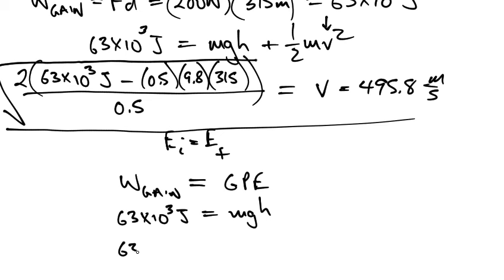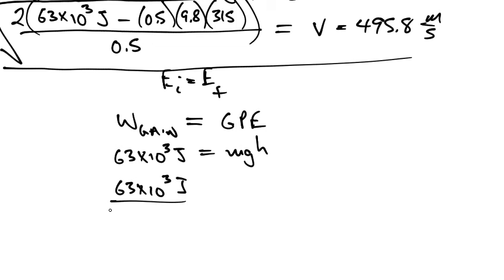And it's really easy to find h now. All you do is you just go 63,000 divided by mg, and that's going to give you an h of 63 EE3, enter 0.5 divided by 9.8 divided by, and the answer is 12,857. That's pretty high.